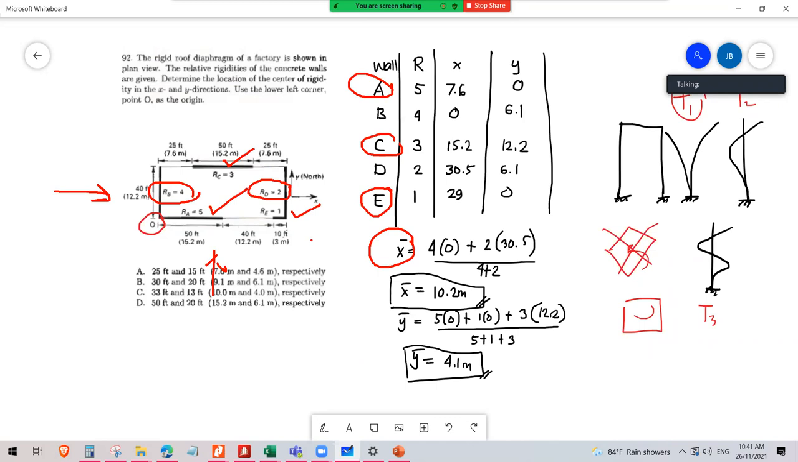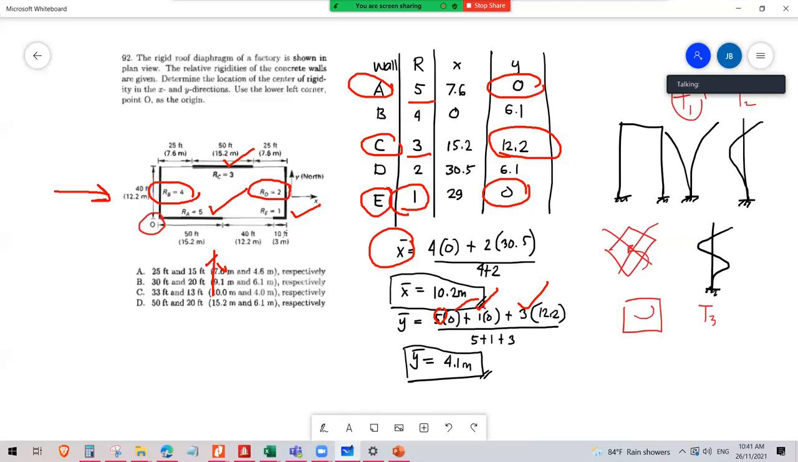So latag mo yung mga rigidity nila. Si A, 5. CC, 3. CE, 1. So, ano yung mga distances? CA, 0. Si C, 12.2, and then CE, 0.